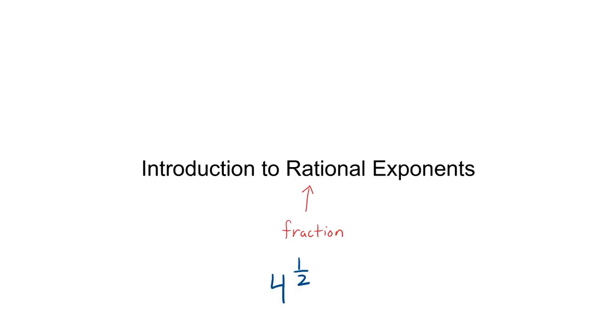So here's an example of an expression that contains a rational exponent. 4 raised to the 1/2 power. Well, I know what that 1/2 is. That's an exponent. And the exponent tells us how many times to multiply the base times itself. But how do I multiply 4 times itself 1/2 time? Well, that's what we're going to learn how to do in this video.